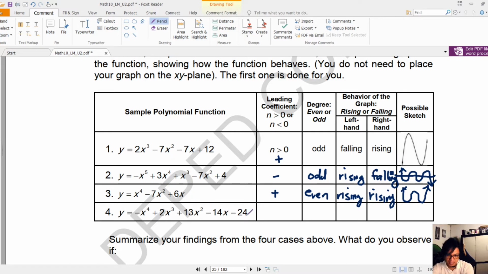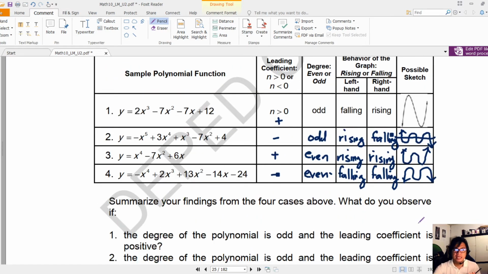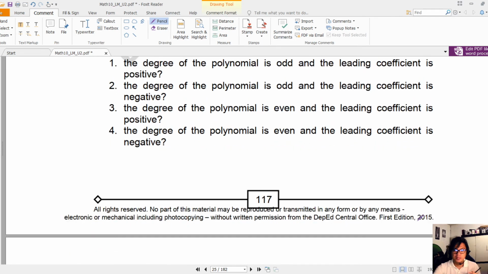And the last one is the leading coefficient of number 4 is negative. It is even. Then, the behavior of the graph is falling, falling. So, ganito. Falling, falling. Okay? So, yan yung magiging assumption natin sa ating graph. Kaya picture out na natin kaagad by using the leading coefficient test.